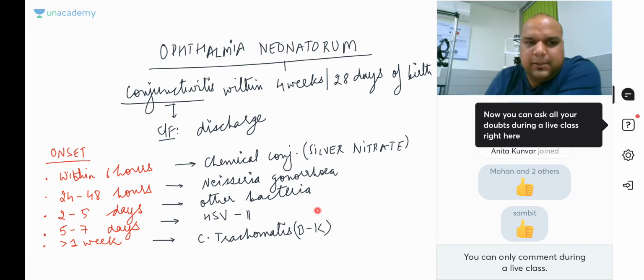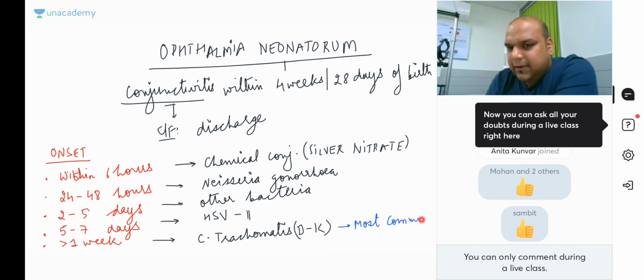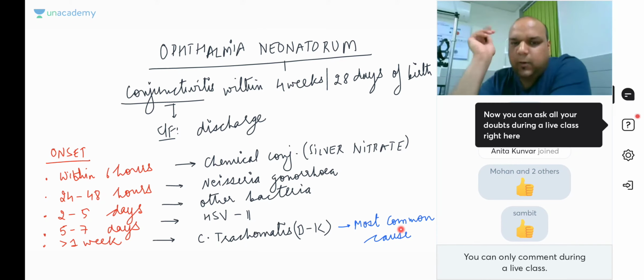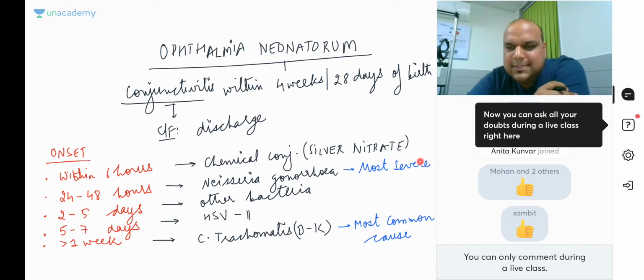Now please remember that the most common cause of ophthalmia neonatorum is this. That is why I've taught you ophthalmia neonatorum as part of chlamydia trachomatis or trachoma. But the most severe manifestation is if somebody gets infected by Neisseria. That is the most severe manifestation, but the most common cause is chlamydia trachomatis, greater than 1 week in presentation. Am I clear, everybody?